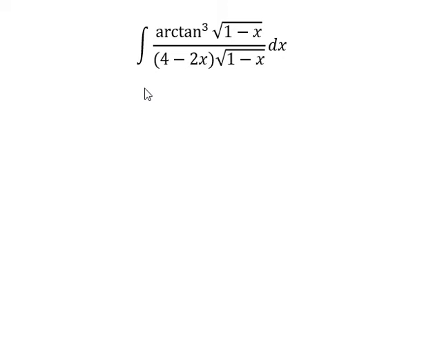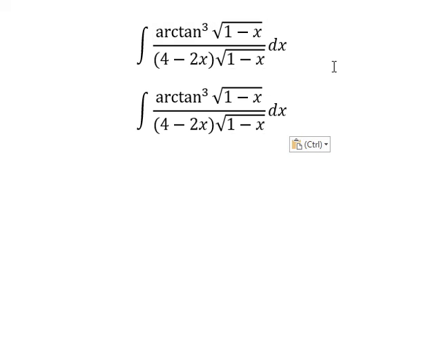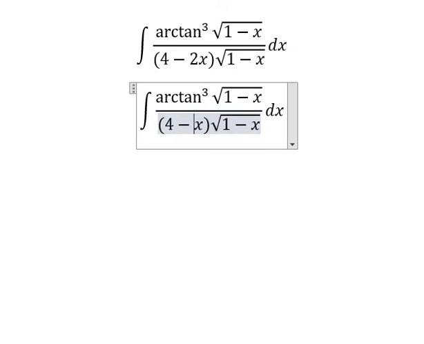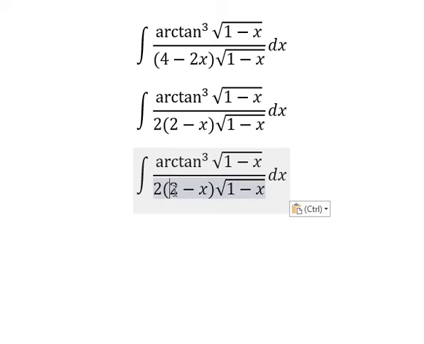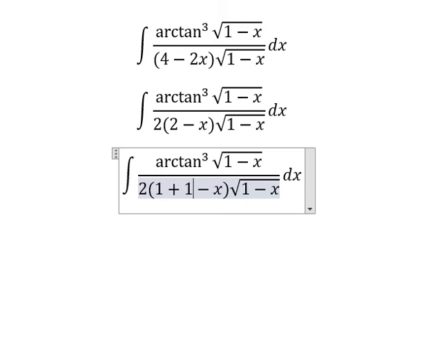The topic today is about integration. So now I will show you how to answer. We have number 4 and number 2. We can do factorization. Next, number 2 in here, that's about 1 plus 1.